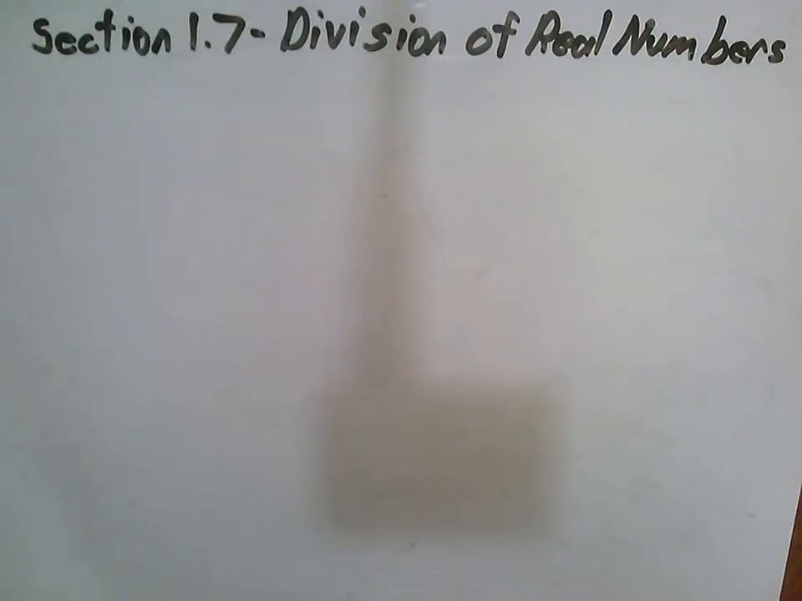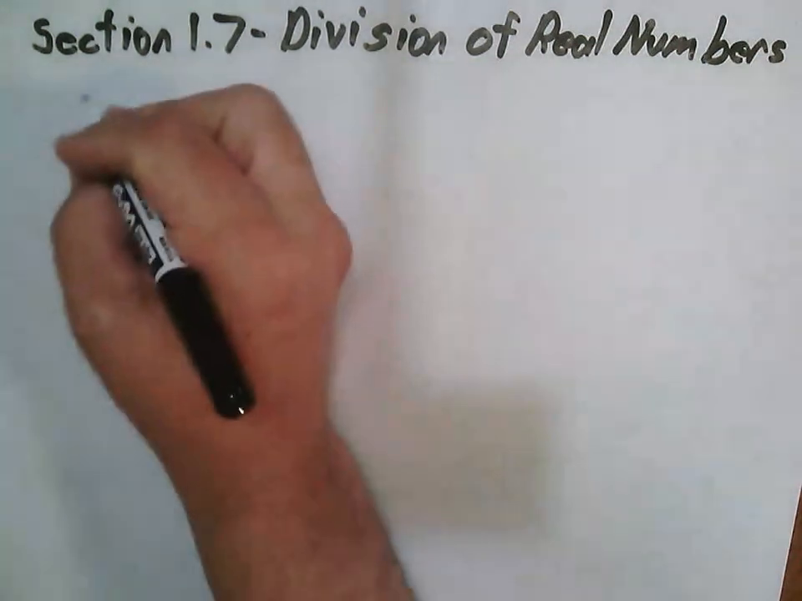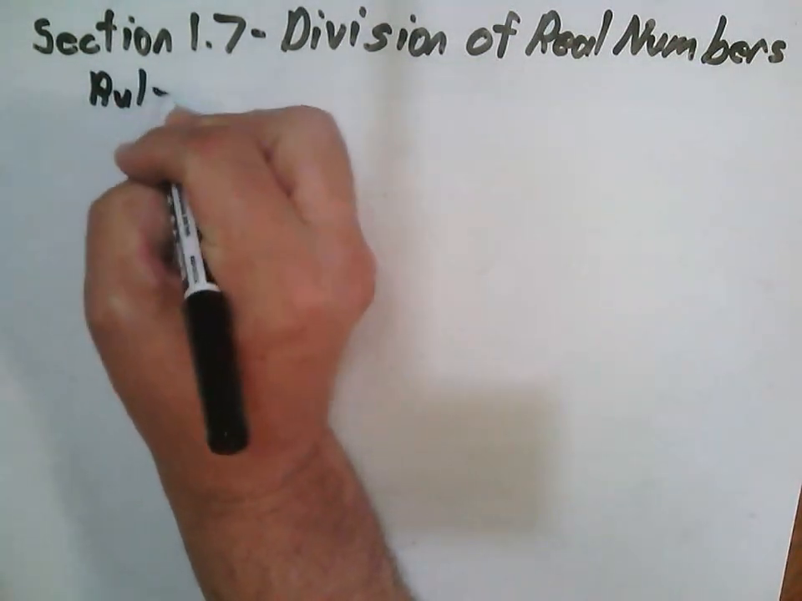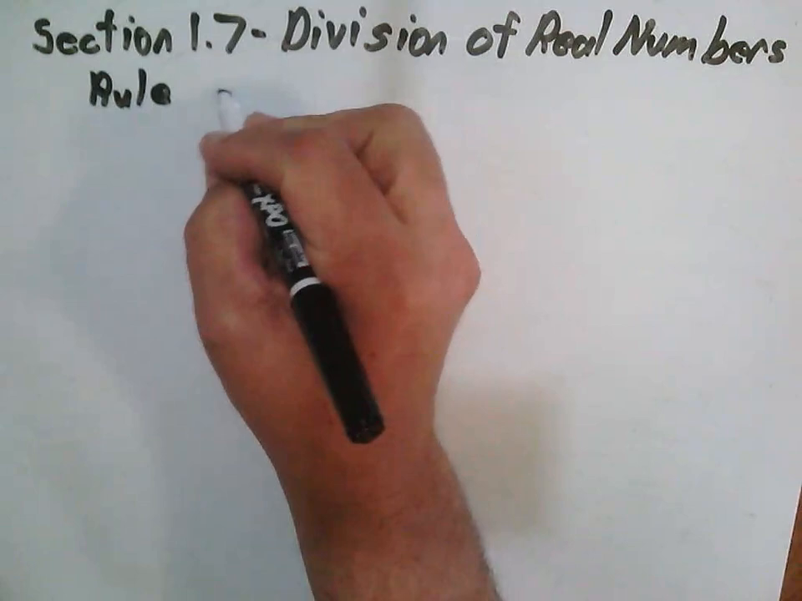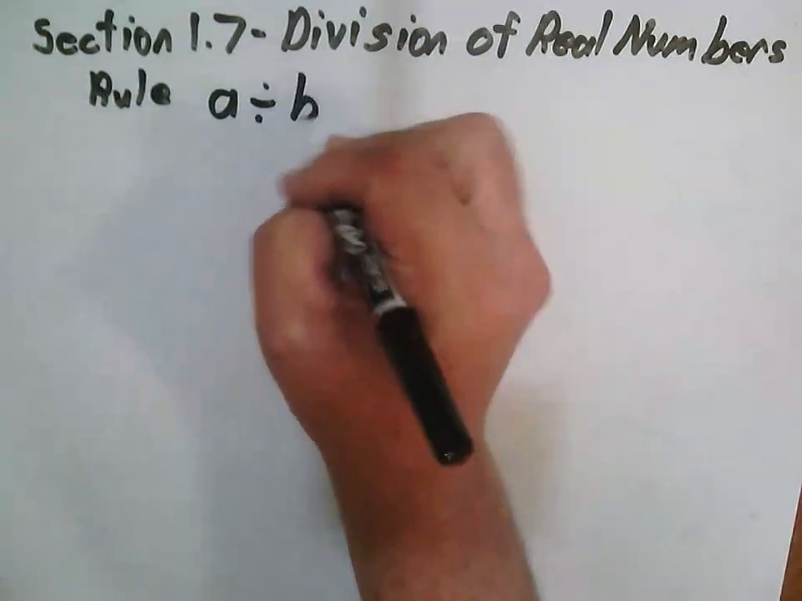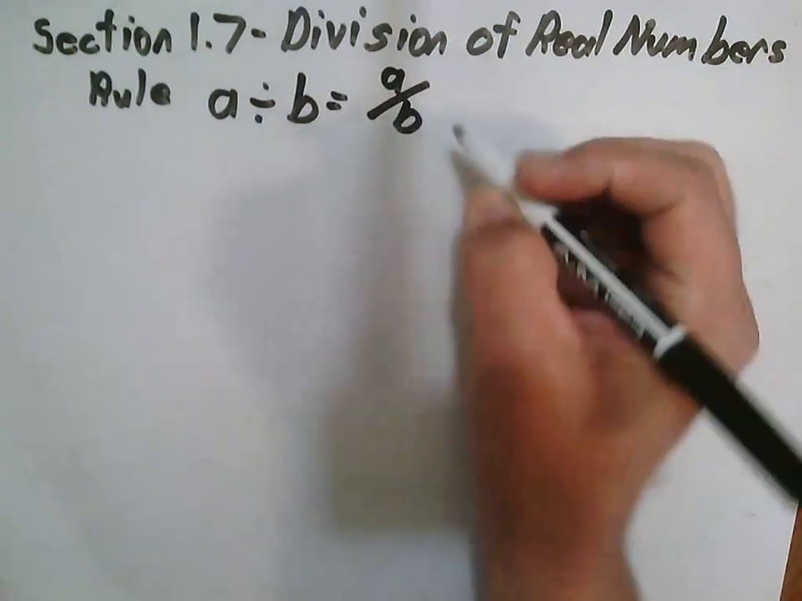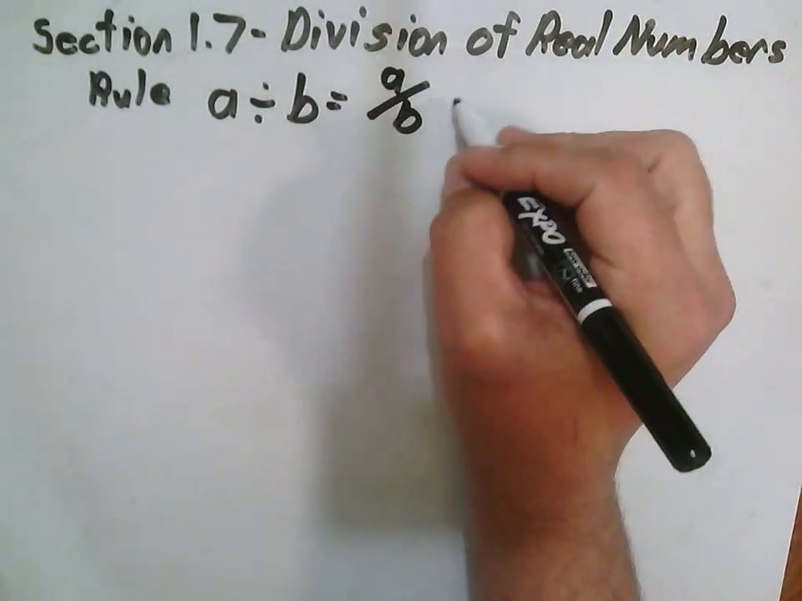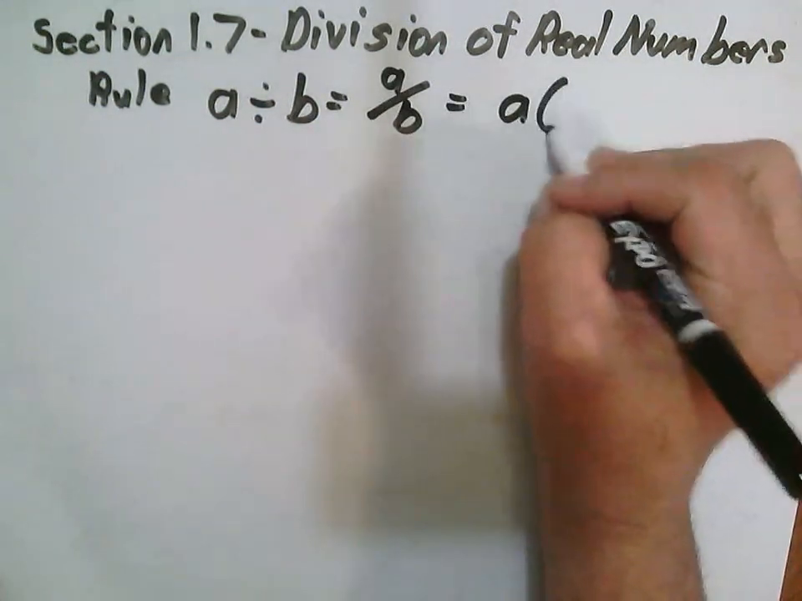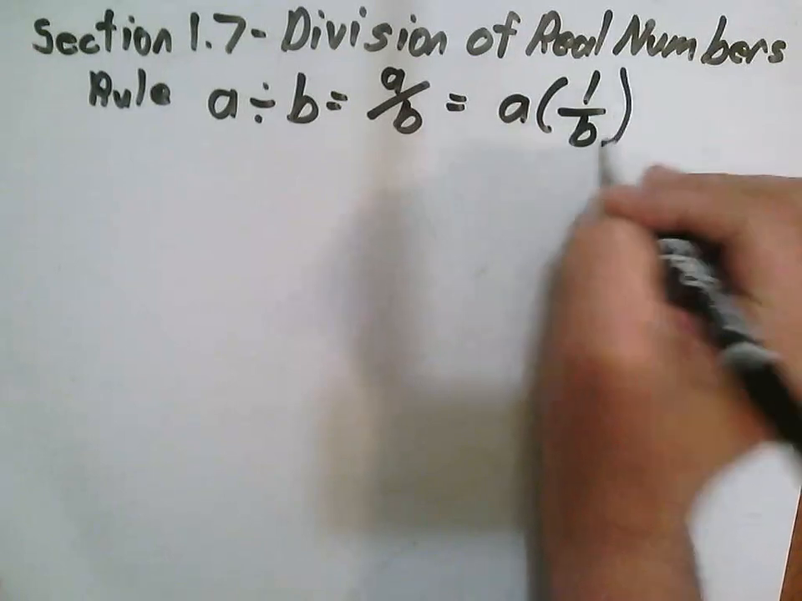Today we're going to cover section 1.7, division of real numbers. Remember, division is just the opposite of multiplication. So here is a basic rule. Anytime you see A divided by B, that's the same thing as A over B, which is the same thing as A times 1 over B.